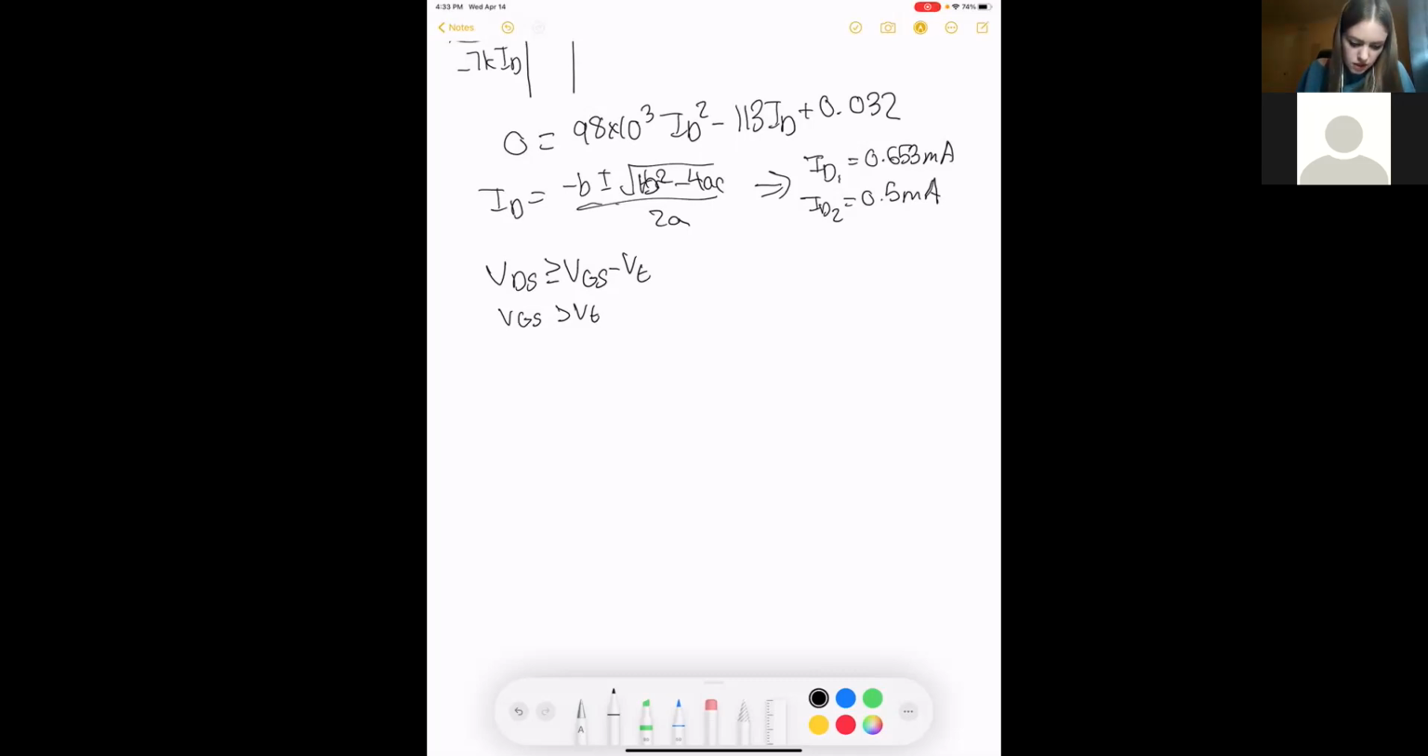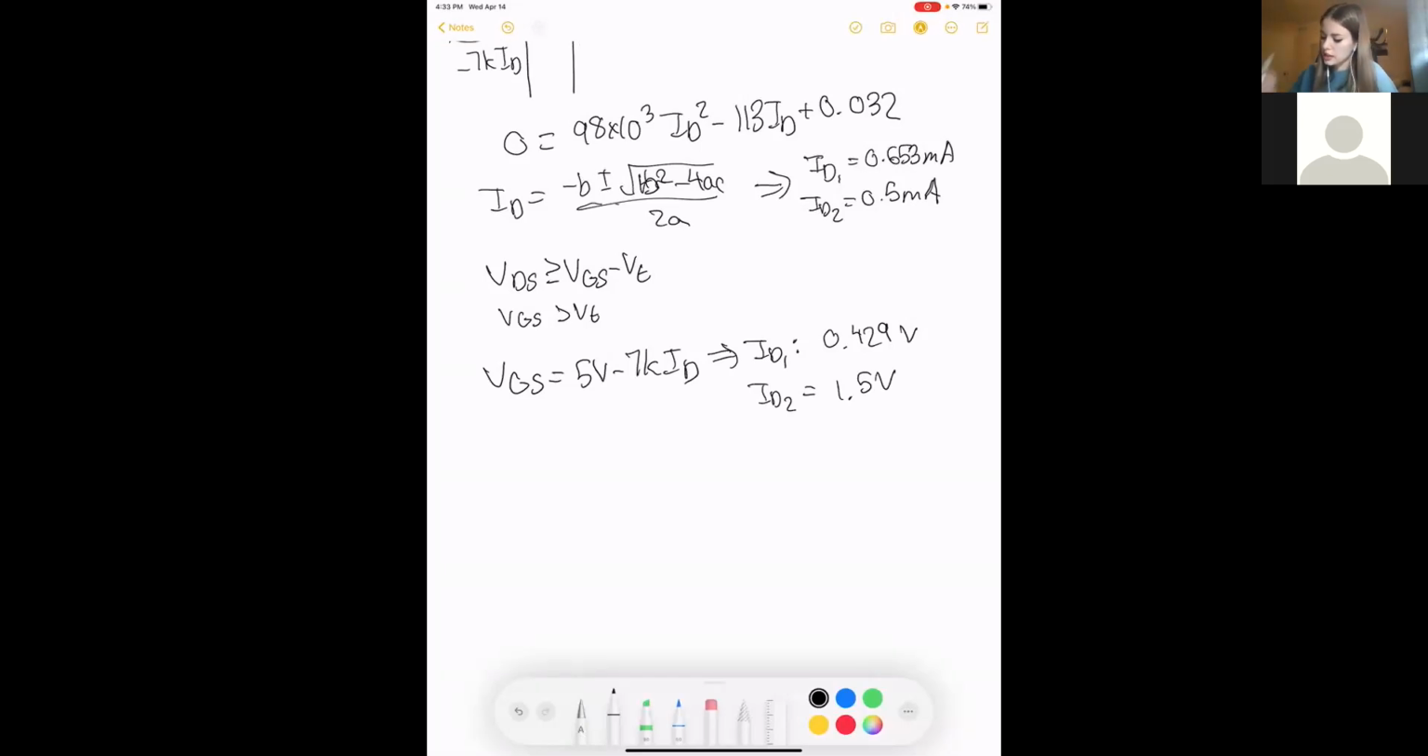VGS is greater than VT. So VGS, we can now find, we have that equation, which is 5 volts minus 7K ID. And we can check for both of our IDs. So when we use ID 1, we get 0.429 volts. And when we use ID 2, we get 1.5 volts.